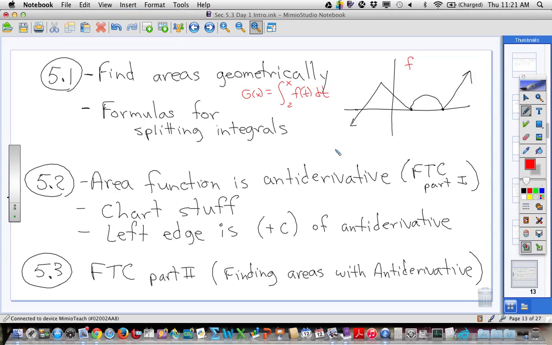Okay? And then if I give you a different area function that has a different left edge, that would change, right? I mean, the left edge would matter if you're actually finding some areas, right? Then that's certainly a part of it. All right, so that's how we started. And then we also had those formulas for splitting up our integrals. Now, you're probably not going to use that as much now.